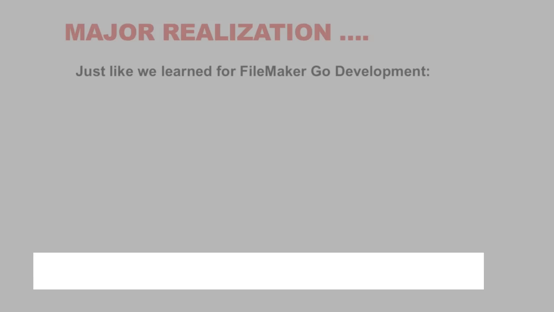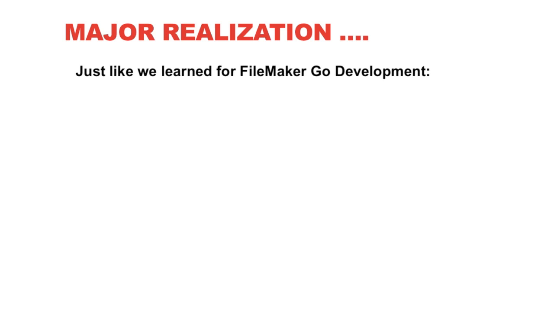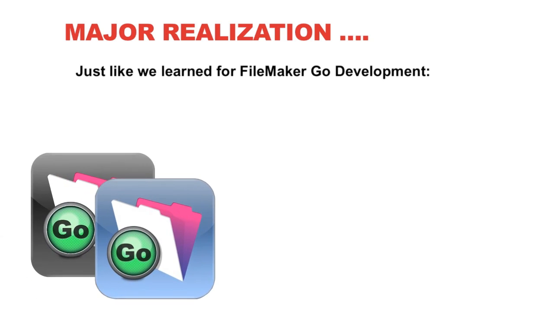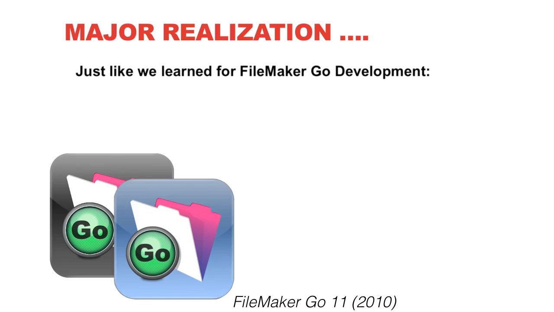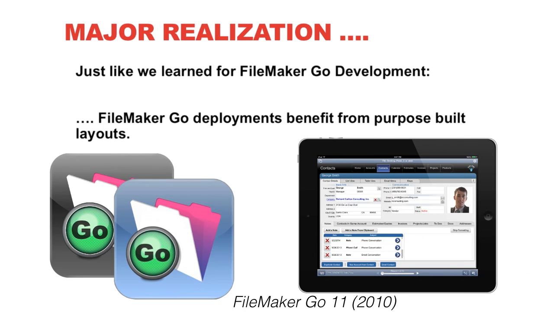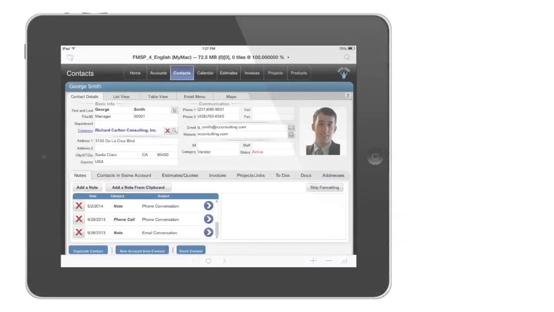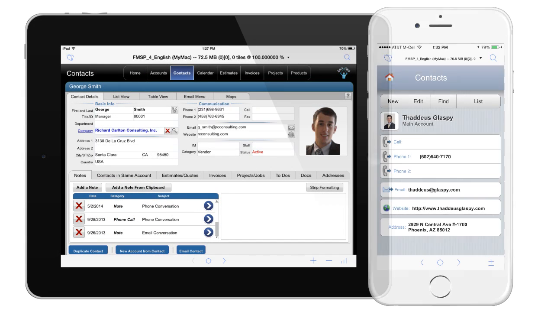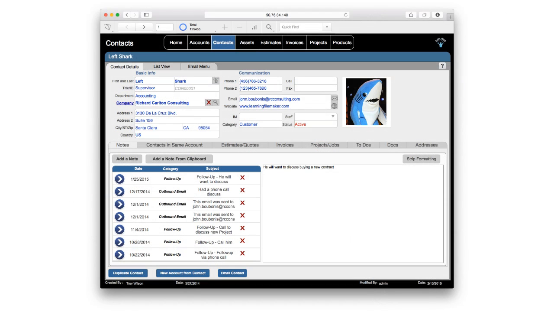So we had a realization while testing WebDirect. Back in 2010, we were doing a lot of early testing with FileMaker Go, and we had a similar sort of thought back then, and that is that FileMaker Go greatly benefits from purpose-built layouts. And those are layouts that are specifically tuned for use on the iPad or iPhone. WebDirect benefits the same way from layouts that are specifically developed and tuned for it.